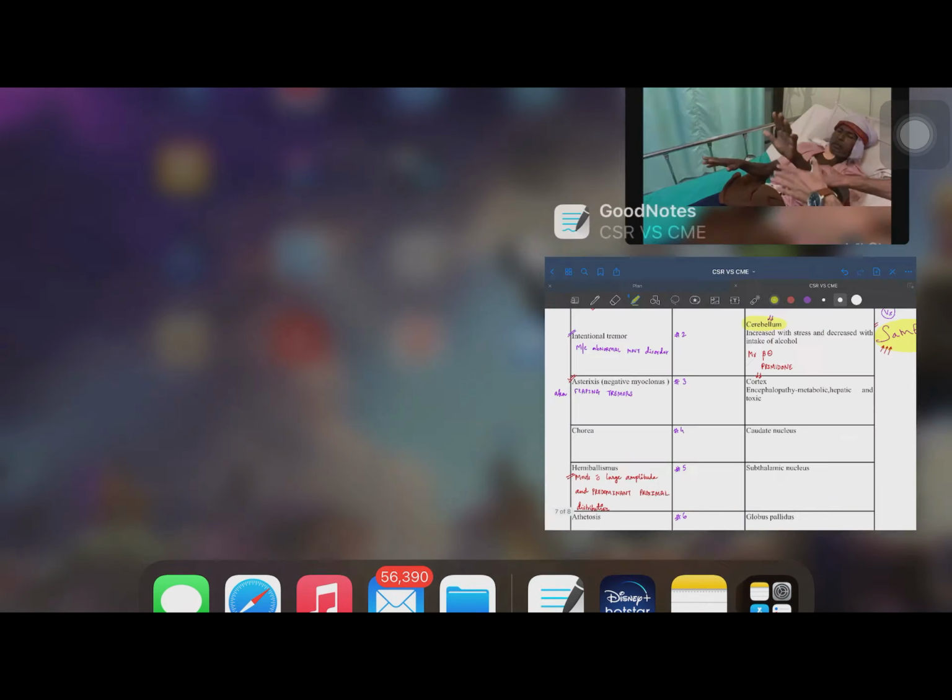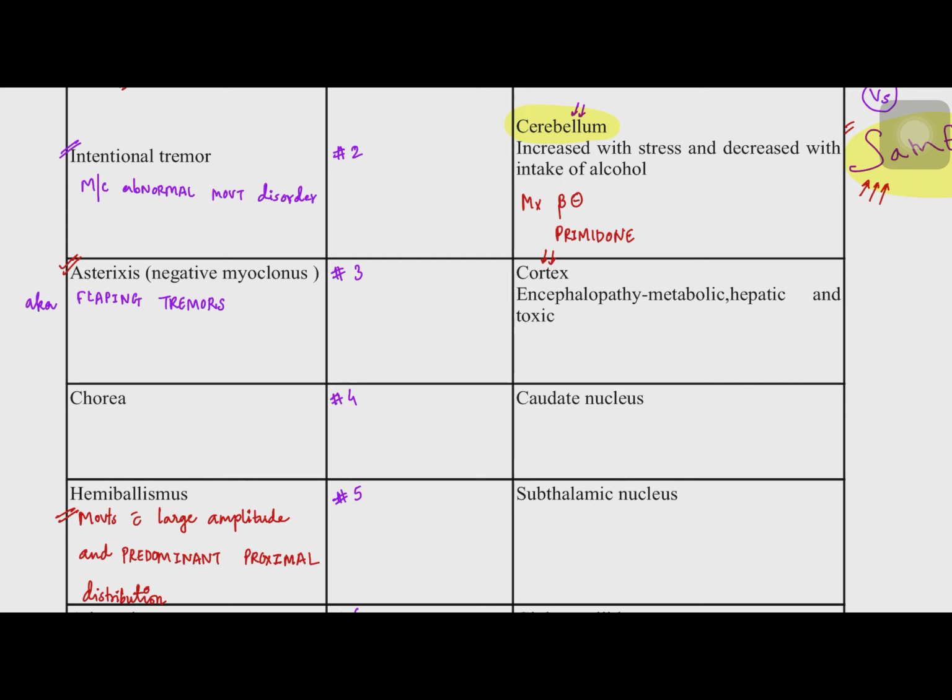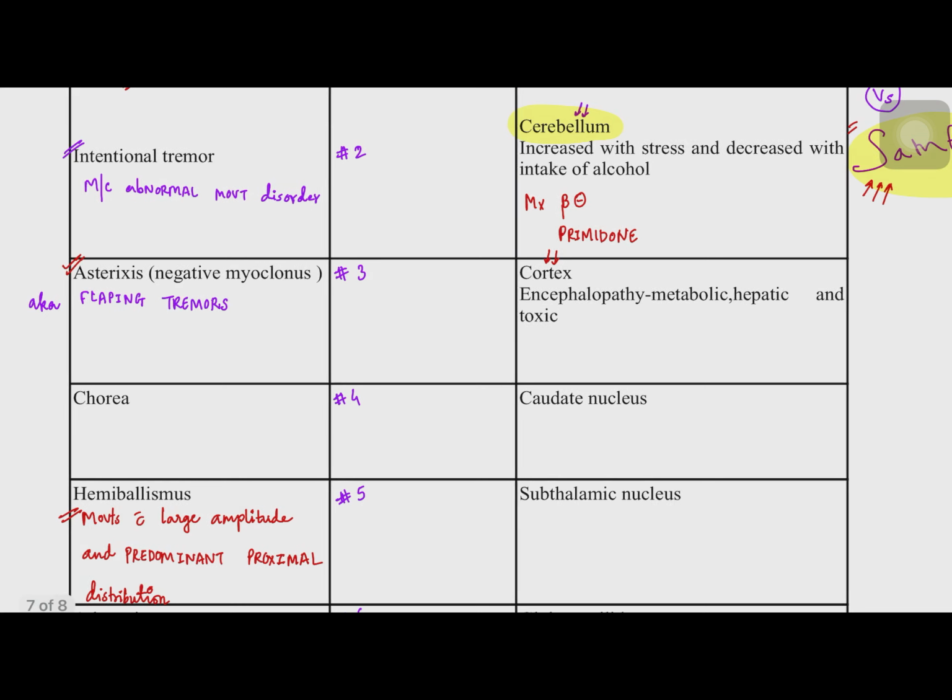It is most commonly seen in patients with hepatic encephalopathy, in decompensated ALD, or in uremic encephalopathy, which is in unregulated CKD patients. The lesion is in the cortex. So any kind of encephalopathy, whether metabolic, hepatic or toxic, which could be due to CO2 narcosis or any other conditions, is going to cause asterixis, which is your flapping tremors.